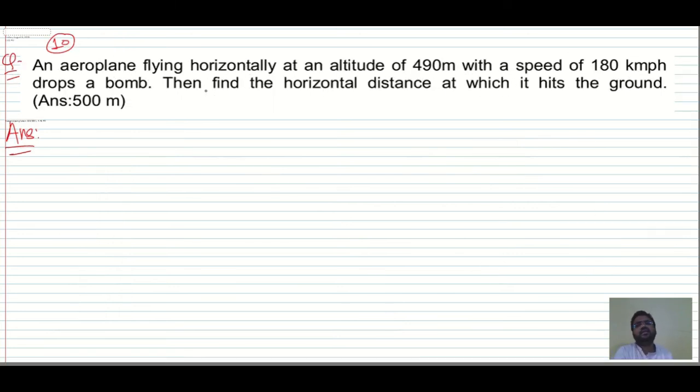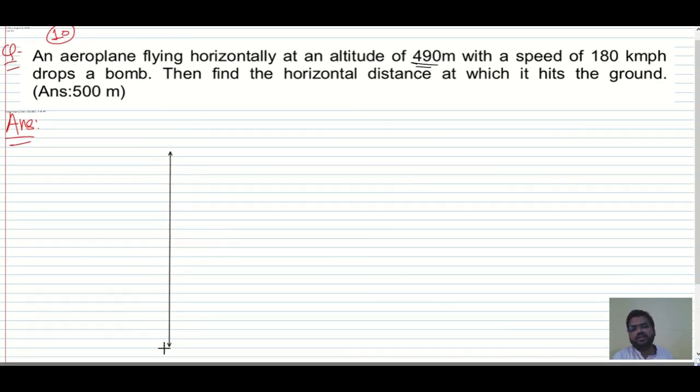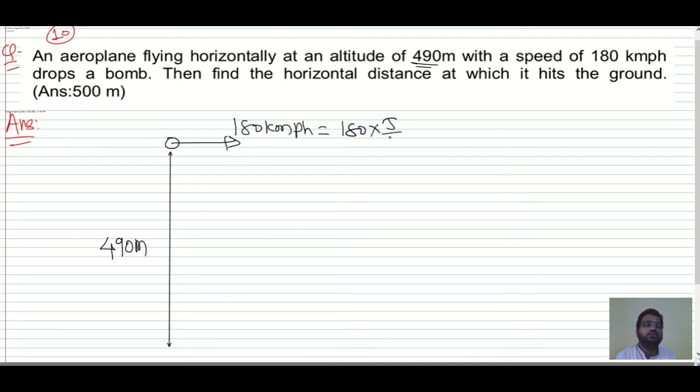So next and the last problem, an aeroplane flying horizontally at an altitude of 490 meter. So altitude of 490 meter, as in the vertical height given, how much? 490 meter, with a speed of 180 kilometer per hour, that is 180 into 5 by 18, which is 50 meter per second. Okay, then find the horizontal distance at which it hits the ground. Okay, it drops the bomb. So what is the horizontal distance? That is the range we want.